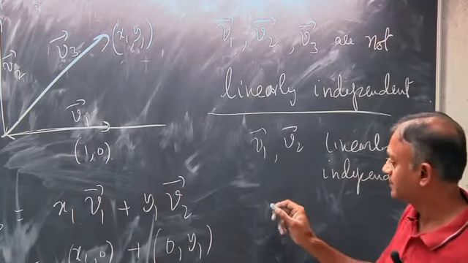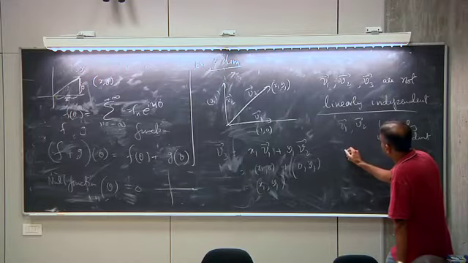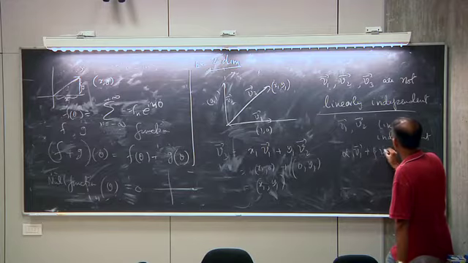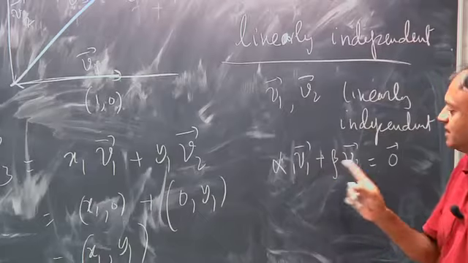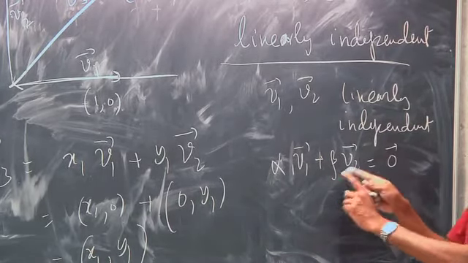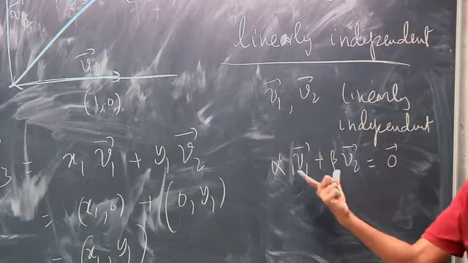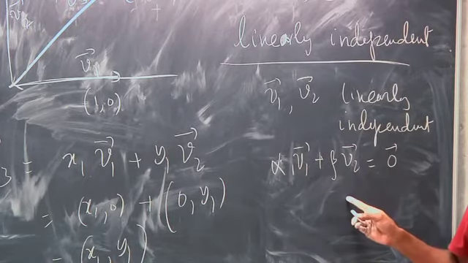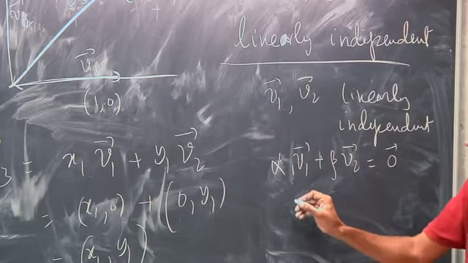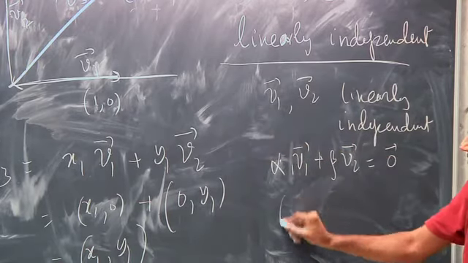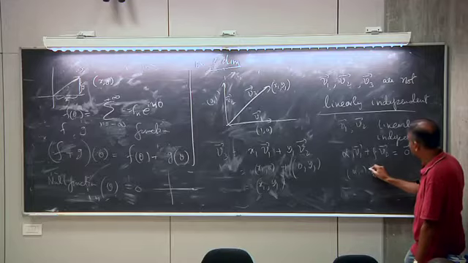Why is it linearly independent? Because if I consider the equation alpha times v1 plus beta times v2 equal to the null vector, I want to see if there is a solution to this equation, where alpha and beta are unknown. I want to solve for alpha and beta. The statement is that the only solution to this equation is alpha equals beta equals 0. Let's work it out. v1 is (1, 0), so this is (alpha, 0). And this is (0, beta).